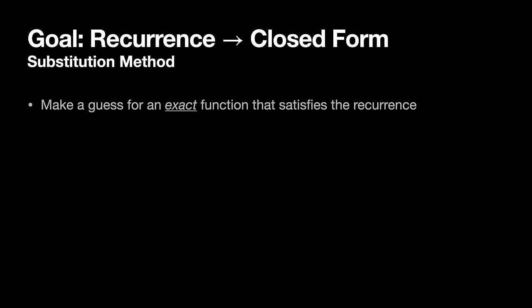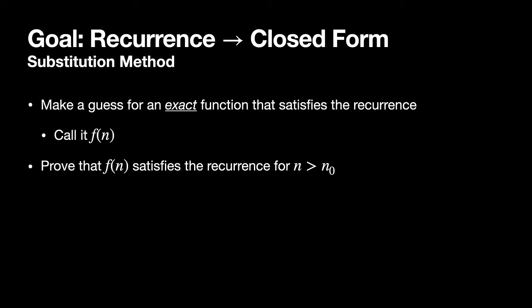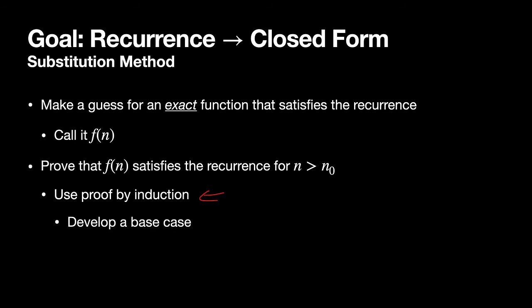Okay, so in the substitution method, you're going to make a guess for an exact function that satisfies the recurrence. And we'll kind of generically refer to this as f of n, not to be confused with the f of n that we've already looked at in our definition of a recurrence. So our goal is we'll pick some function, and our goal is to prove that it satisfies the recurrence after some initial start point. In order to do that, we'll use proof by induction. So we'll have to develop a base case as part of our proof by induction.